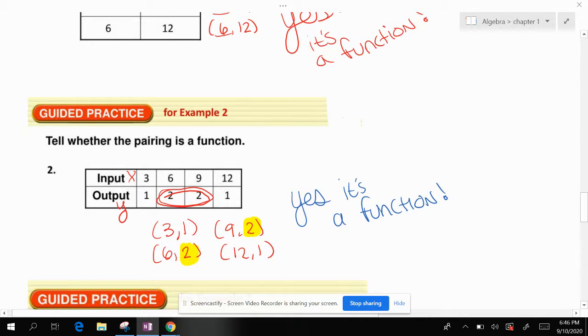The y can repeat. Let's write that one down. The y value, or its nickname, the output, can repeat. But x cannot.